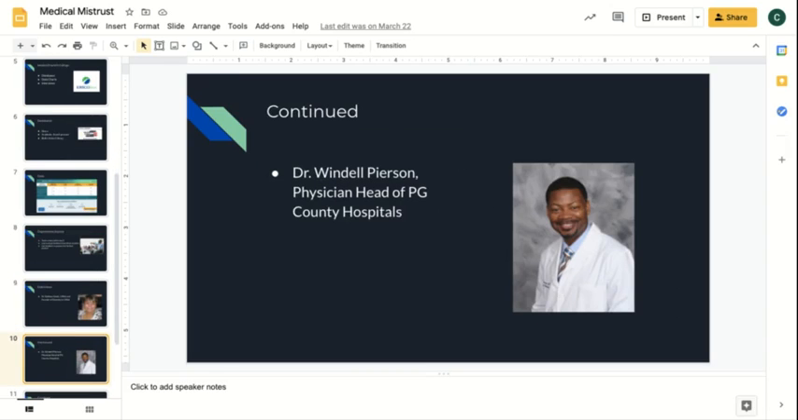Another interview that I conducted was with a family friend, Dr. Wendell Pearson. He is the physician head of all hospitals in Prince George's County. With both interviews, I wanted to gain 2 different perspectives with a couple of questions that were along the lines of my project. Being able to talk with them really helped me see the difference between a civilian perspective and an actual medical official perspective.